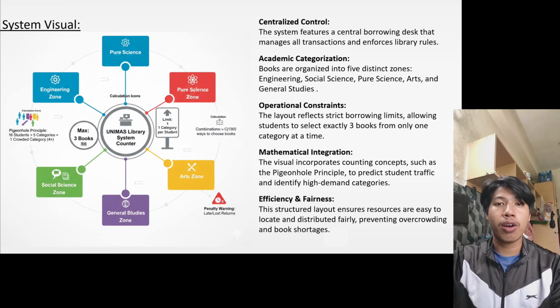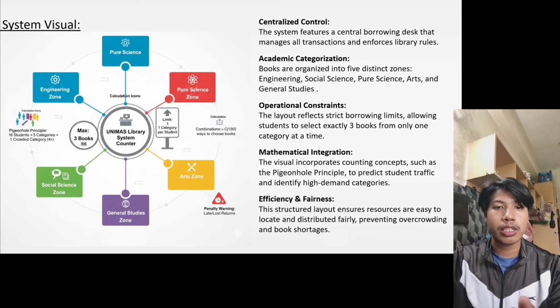Today I want to talk about the flowchart. Firstly, the process starts when a student selects a book category and chooses a book. Secondly, the system checks whether the selected book is available. Thirdly, if the book is available, the student can borrow it, but if the book is not available, the student needs to choose another book. Finally, the borrowing record is updated, with a maximum of 3 books allowed per student.